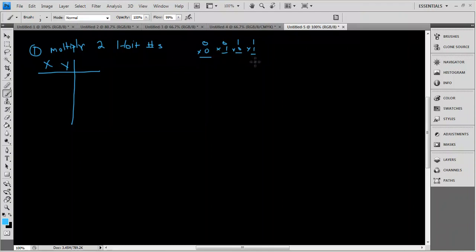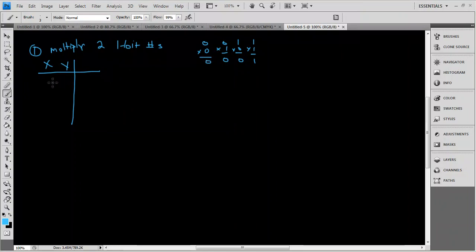Now, let's write the answers. 1 times 1 is 1. 1 times 0 is 0. 0 times 1 is 0. 0 times 0 is 0. Remember, the computer does not understand what we mean to multiply until we have taught it what multiplication is and what the answers will be. So in this case, we're going to teach the computer the answer.